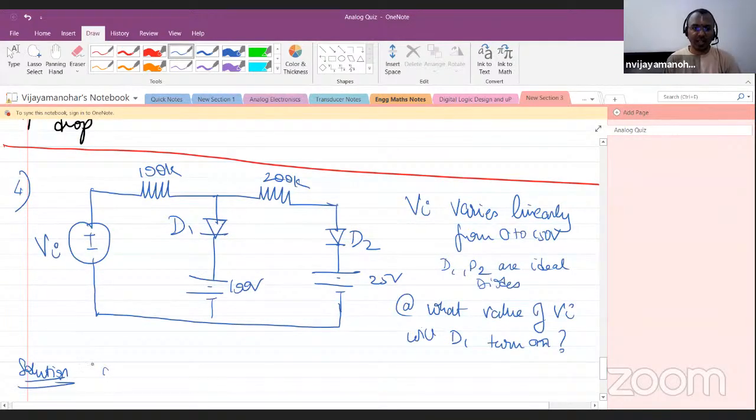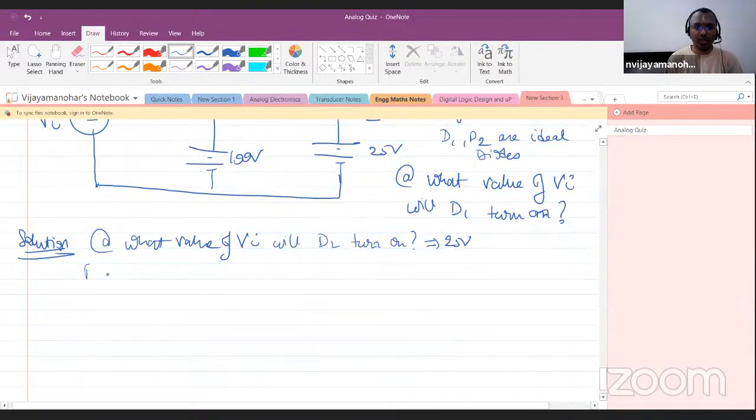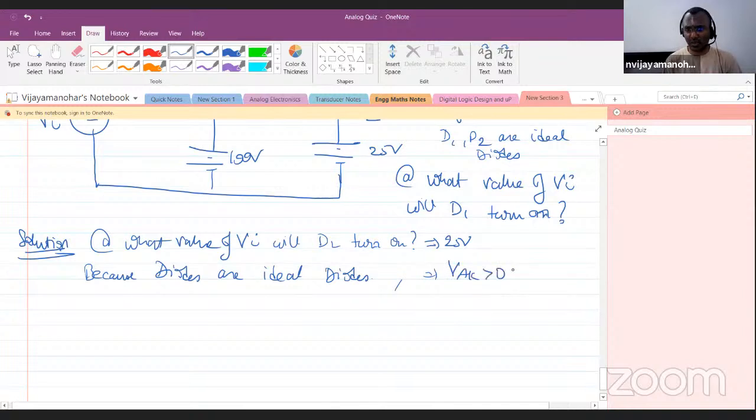First, let us understand at what value of Vi will D2 turn on? The answer is 25 volt. Why? Because the diodes are ideal diodes, which implies VAK greater than 0. Even VAK equal to 0 plus, just above, 0.1 millivolt is also sufficient, the diode will start conducting.